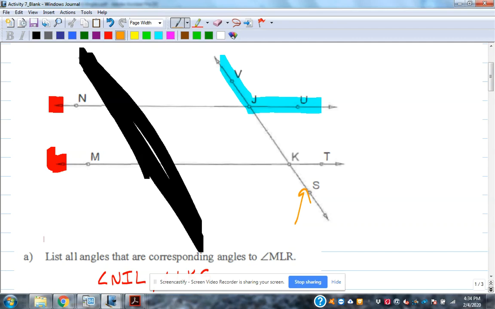Where's that at? It's up here. IJK. No, it would, because where's it at with the parallel lines? It's inside of them. It's not exterior. TKS is not alternate or opposite because it's got to be on the other side of the line. So if we're on this side, alternate or opposite means you got to jump sides of the line and go to the outside. So this is here.